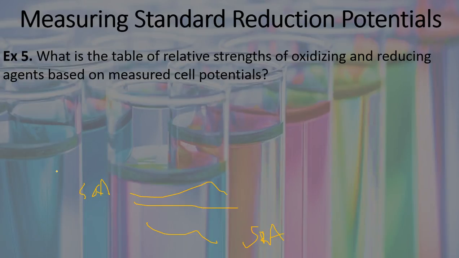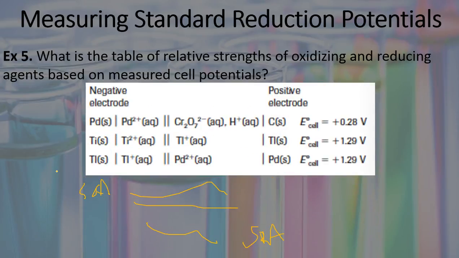So here's the last question in the notes that we didn't finish from yesterday. It says, what is the table of relative strengths of oxidizing and reducing agents based off of these measured cell potentials? So essentially they are giving me three different cells here, all with their different cathodes and anodes.